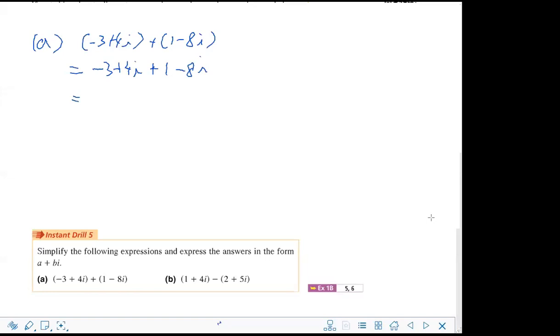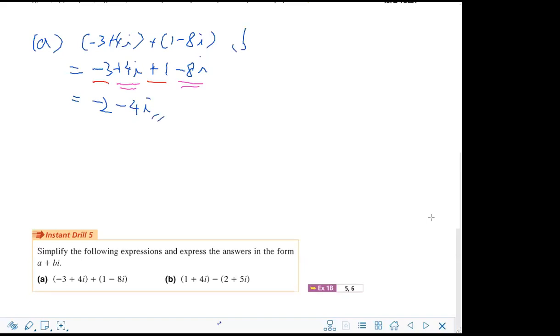Negative 3 plus 1 becomes negative 2, and then plus 4i minus 8i are like terms, so minus 4i. And that is the answer.